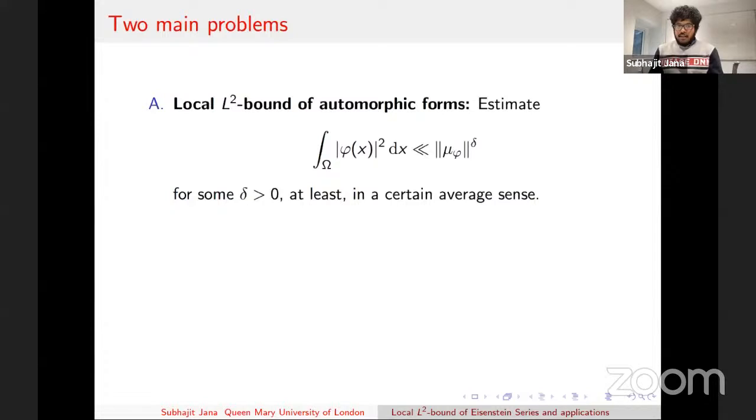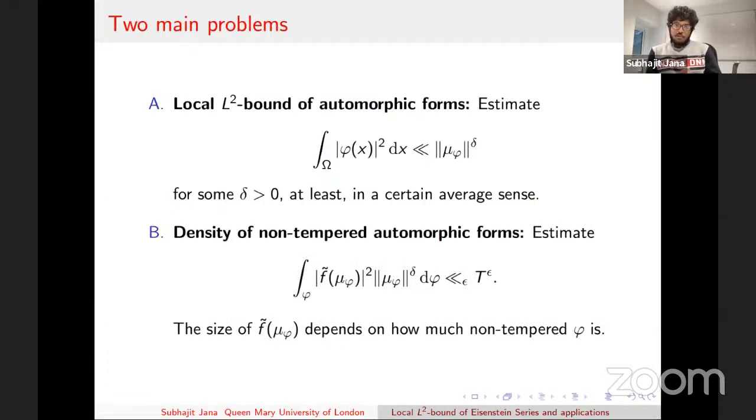And this is what we call the density of non-tempered automorphic forms. Why is that? Because this f tilde mu phi essentially depends on how much non-tempered phi is. So you can think in classical terms, this f tilde is some sort of Hecke eigenvalue of phi. And if phi is highly non-tempered, this f tilde mu phi is too large, then this whole spectral integral could blow up. But the density of non-tempered automorphic forms says that the number of non-tempered forms is not too large. So the thinness of the non-tempered family compensates the largeness of the spectral transform of f.